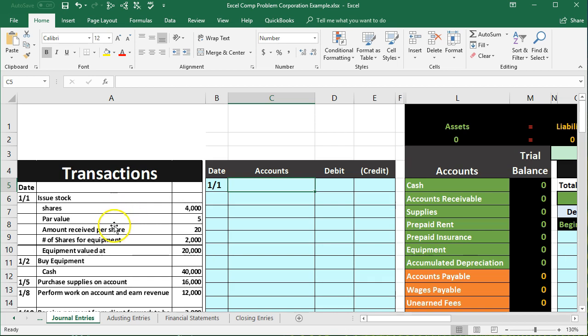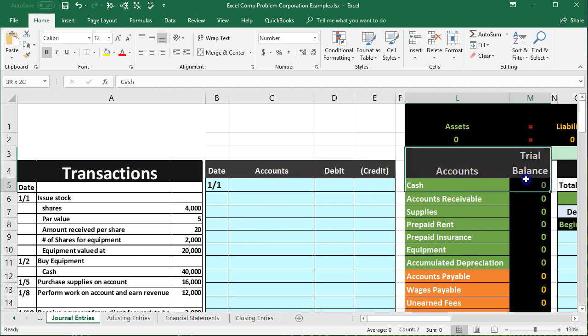So here's our data. We have shares that we're going to issue, 4,000. Par value is $5. Amount received per share, $20. And the number of shares, and then we're going to issue equipment. Number of shares for equipment, 2,000. So let's start off with the cash transaction. So first question, is cash affected? Yeah, we're going to get cash because we're selling stock, going to receive cash.